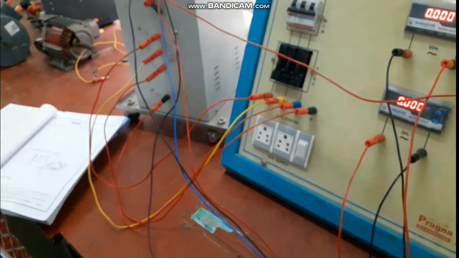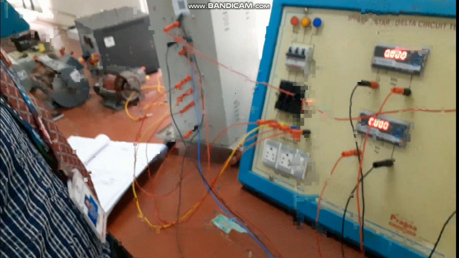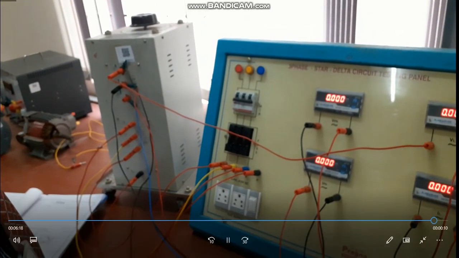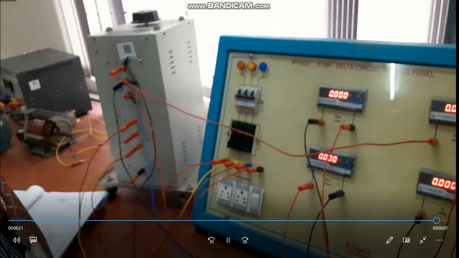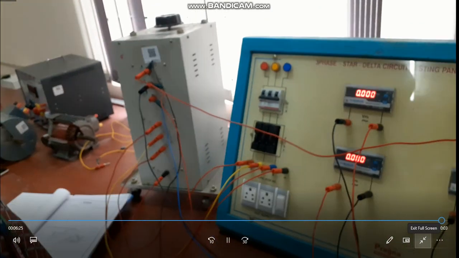In this delta connected three-phase power measurement, in the case of a delta connected circuit, line voltages are equal to phase voltages, line currents are equal to root 3 times the phase currents, and phase currents are equal to 1 by root 3 times the line currents.